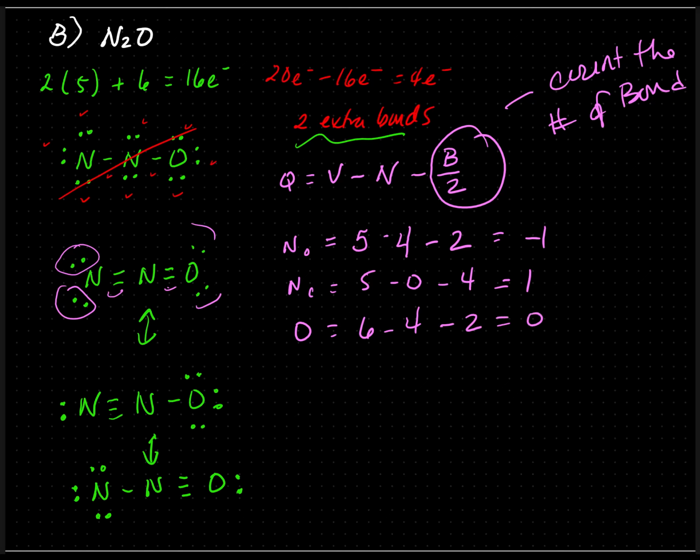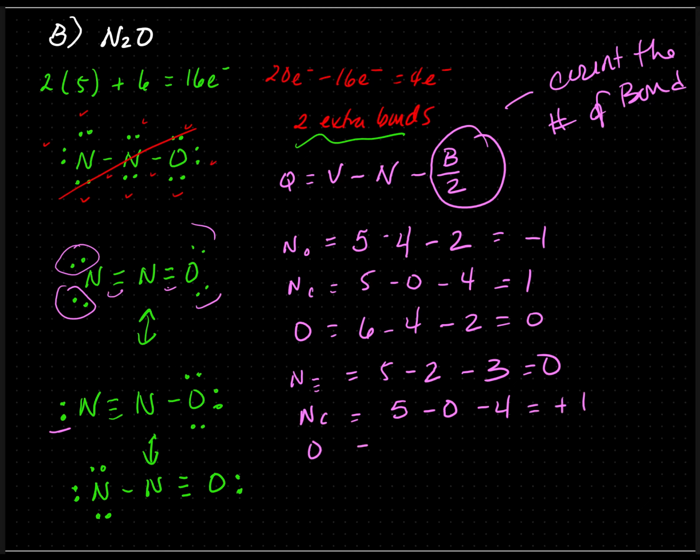Now we're going to do the nitrogen that has the triple bond. It has 5 valence electrons, minus 2 lone electrons right here, minus 3 bonds, 1, 2, 3, or you could do 6 divided by 2, which is 3. This is 0. The central nitrogen has 5 valence electrons, 0 lones, and 4 bonds. So this is plus 1.